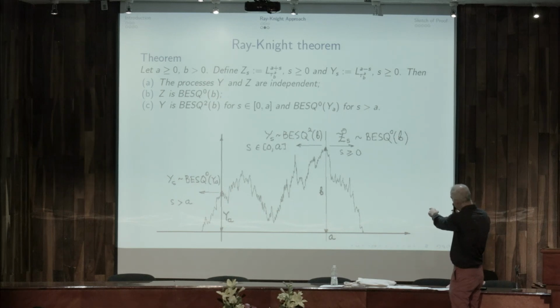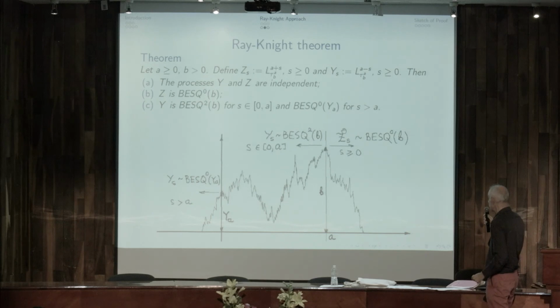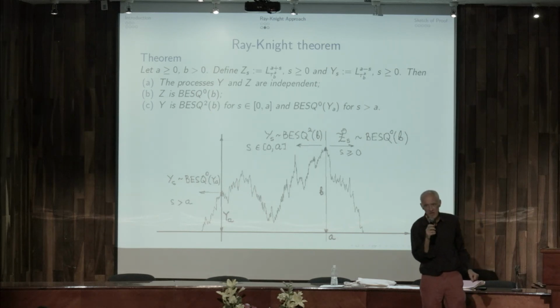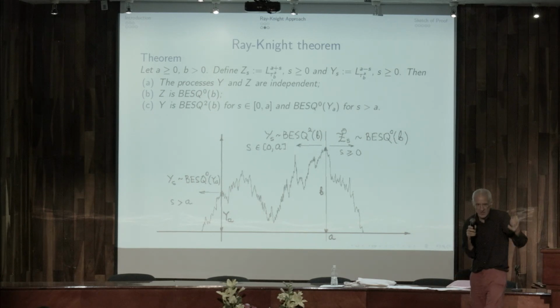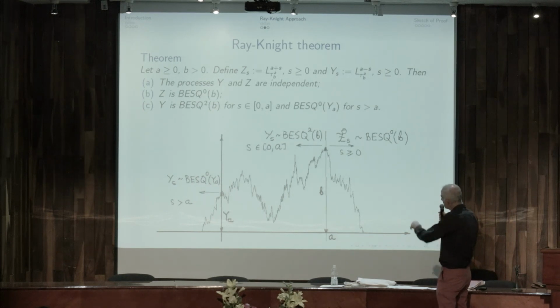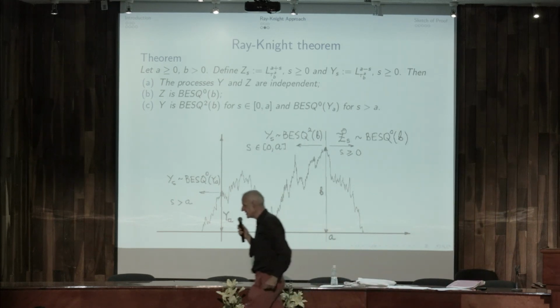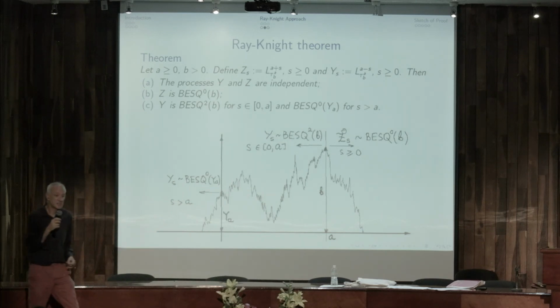To the right of A, the local times behave like a Bessel squared process begun at B. In between 0 and A, the local times are like a Bessel squared 2. It's not immediately clear why that should be, but that's how it is. And then beyond 0, we're back to it evolving like a Bessel squared 0 process. Okay? And this is particularly of interest to us. This works if you take B to be 0.